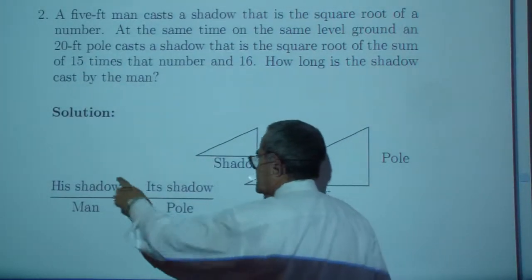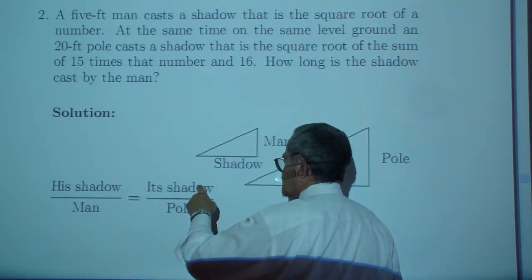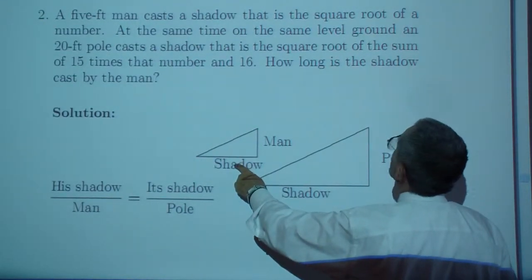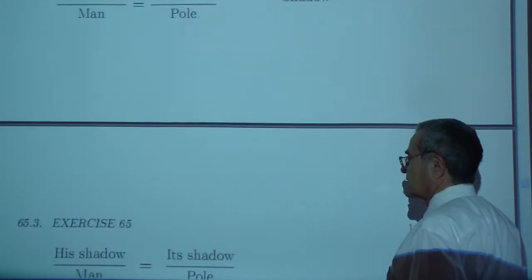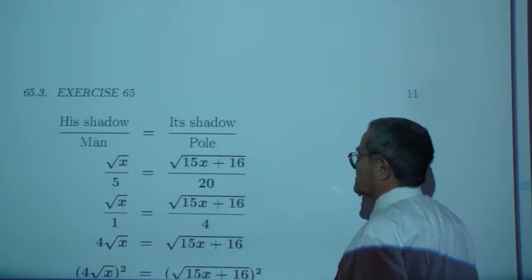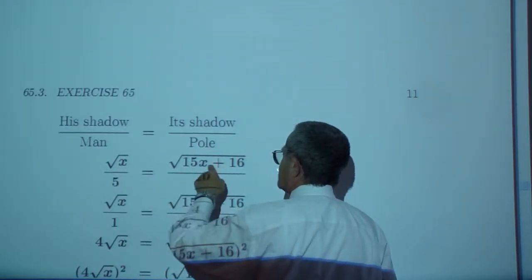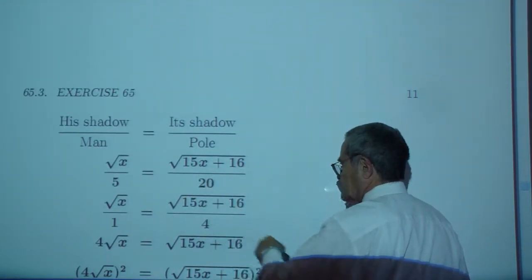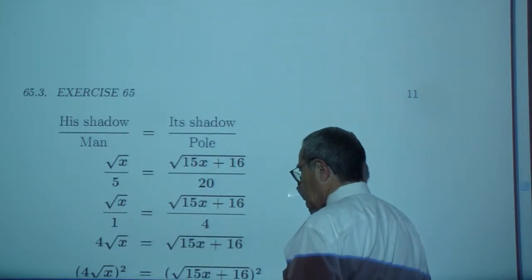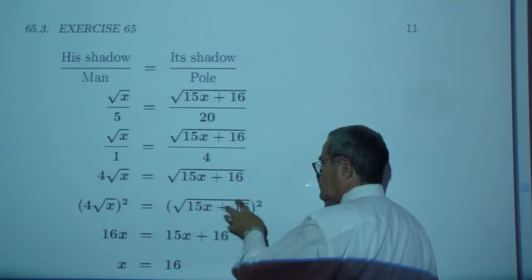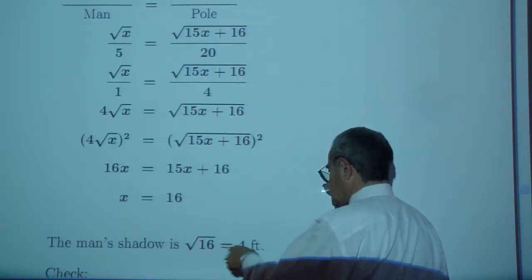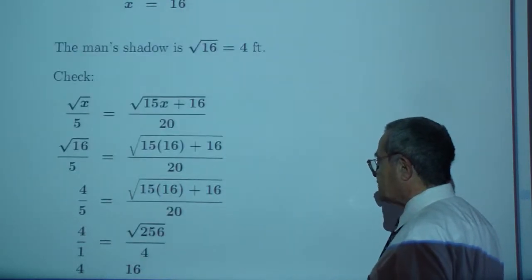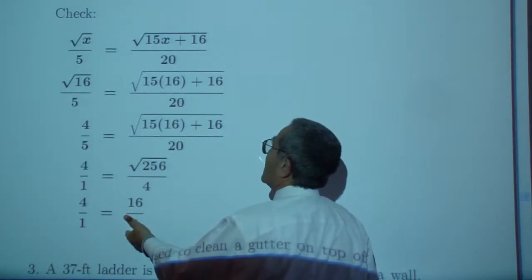We have the man's shadow per man is to the pole's shadow to the pole. And I suspect this is x, the shadow of the man. So it's a square root of x. The square root of x is 5, a square root of 15x plus 16 is 20. You could multiply both sides by 5. You could multiply by 4, both sides. You have isolated the square root, square both sides. You get x, which is 16. The man's shadow is the square root of 16, or 4 feet. Now we need to check the 4 feet, and it looks like it is coming out.